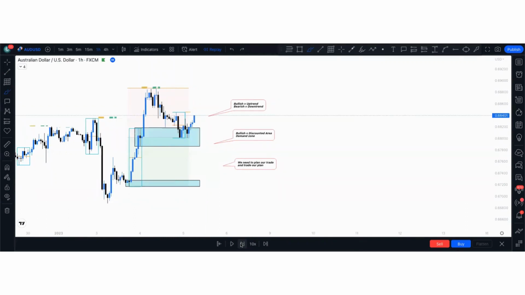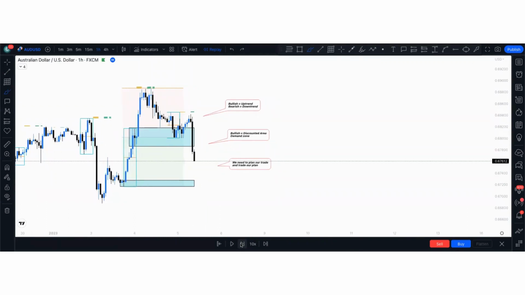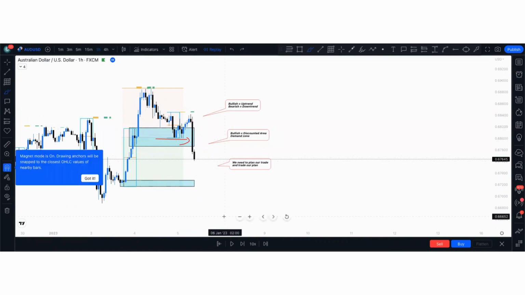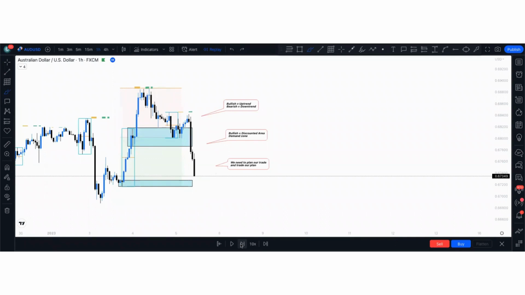So let us see. So we are in 1 hour. So as you can see here, the price did break this structure, and this demand zone is invalidated, because it really pushes to the downside, and it's now approaching our POI. Okay, let's see.